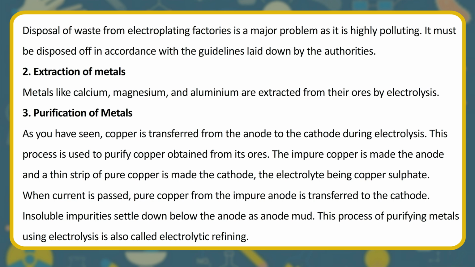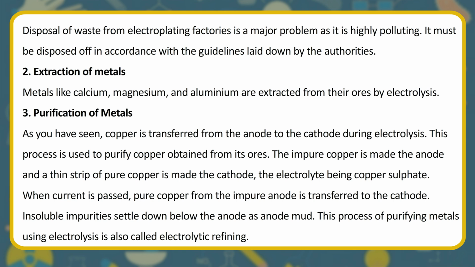2. Extraction of metals. Metals like calcium, magnesium, and aluminium are extracted from their ores by electrolysis. 3. Purification of metals. As you have seen, copper is transferred from the anode to the cathode during electrolysis. This process is used to purify copper obtained from its ores.